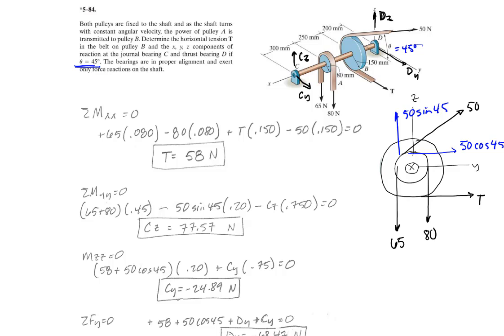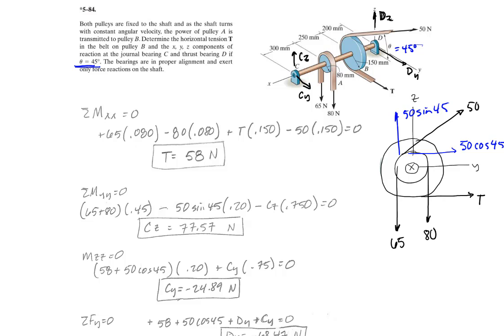Look at those carefully. We have 65 plus 80, and this is the lever arm, which is 0.45. Then we have the 50 sine 45, which has that 0.2 lever arm, and CZ has this full lever arm. Then we can solve for CZ.